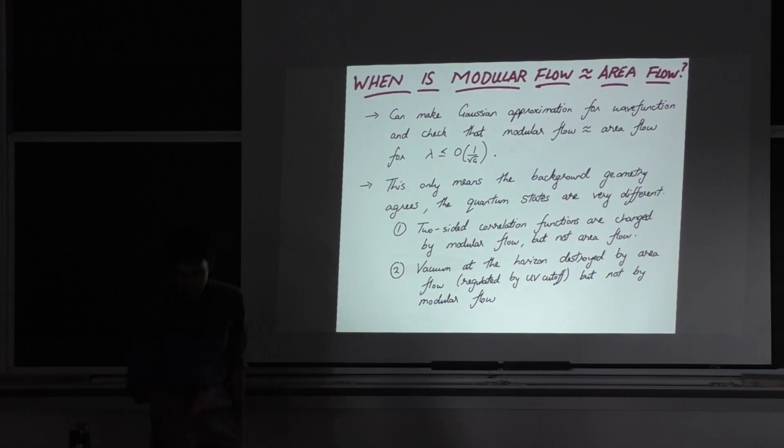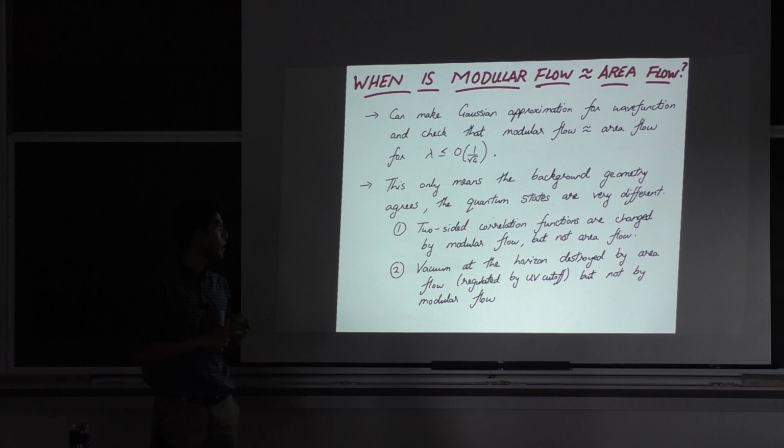Do I want to say anything about this? Okay, so this part is just saying what I just said, which is we'll work near the peak of the spectrum. But I want to clarify a particular sense in which the modular flow is going to be approximated by the area flow. What I mean by that is that the classical background geometry agrees. So whether you do area flow or modular flow, the classical background geometries agree. But on the other hand, the quantum states are very different. If you take into account correlation functions, those are pretty different. For example, if you have two-sided correlation functions, the bulk modular flow will change them. But the area flow commutes with all of that, so the area flow doesn't change the correlation functions.